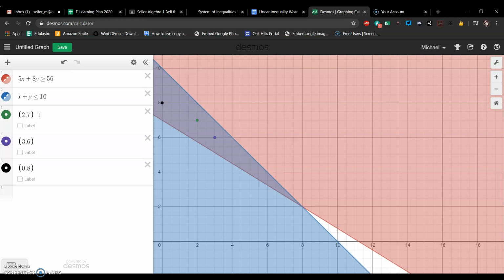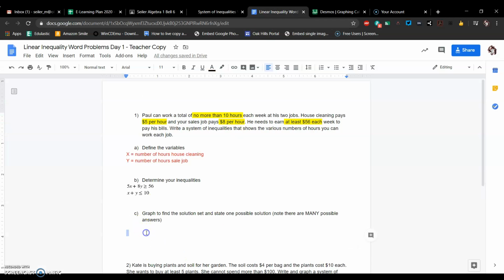Now we only need one of them. Since 2, 7 was the first one that I saw, and 2, 7 is in this purple region, that's the one that I'm going to pick for my answer. But like I said, I just showed you 3 possible ones that would work. Okay? So that first one is done.